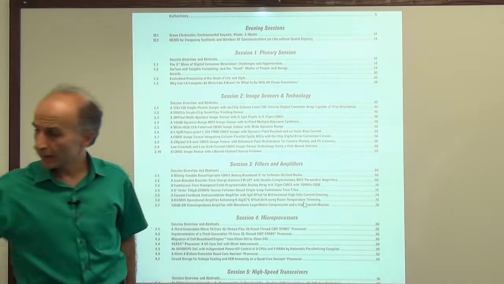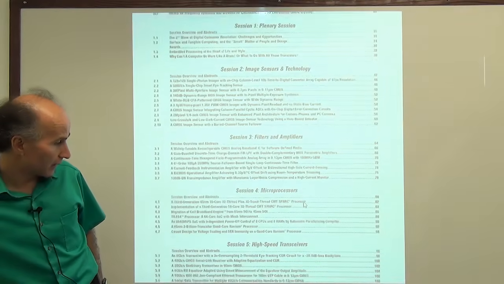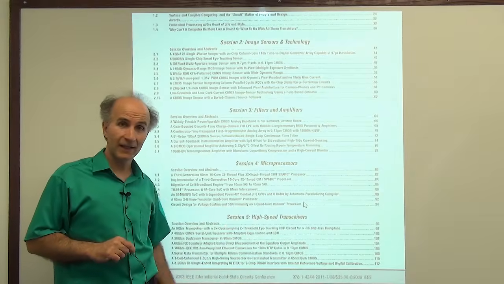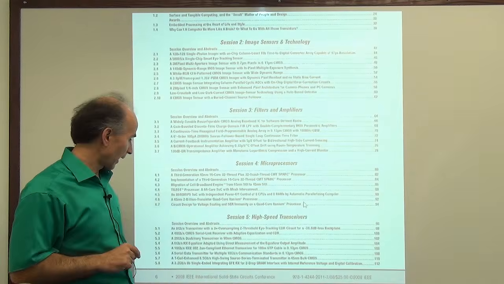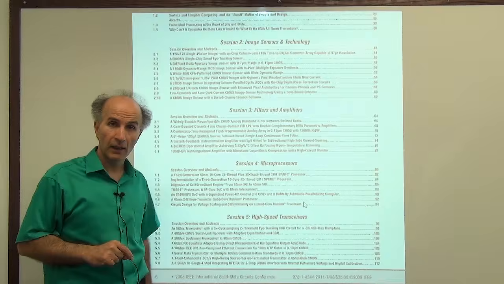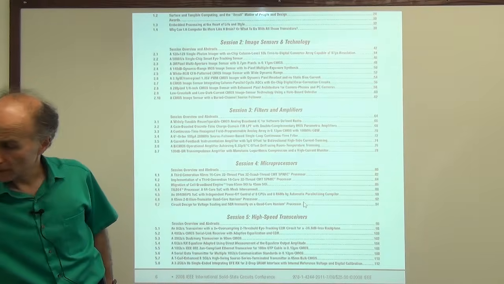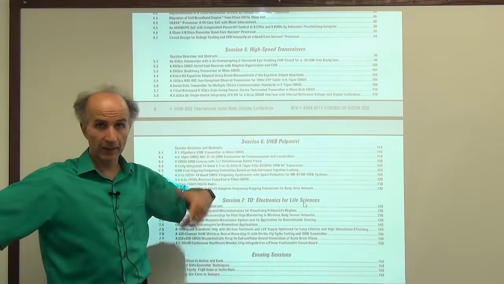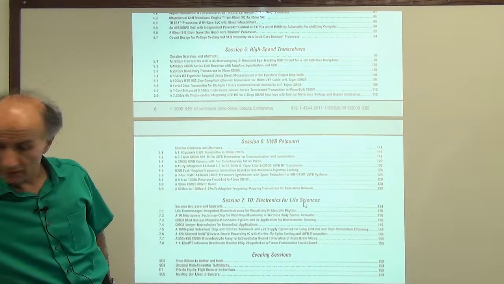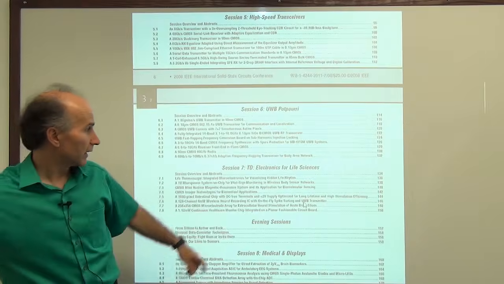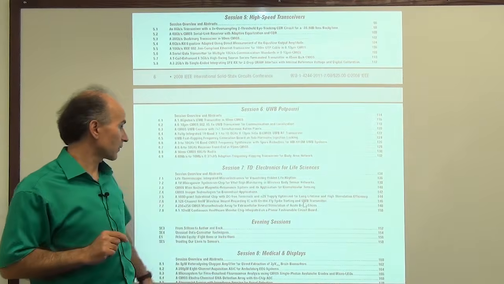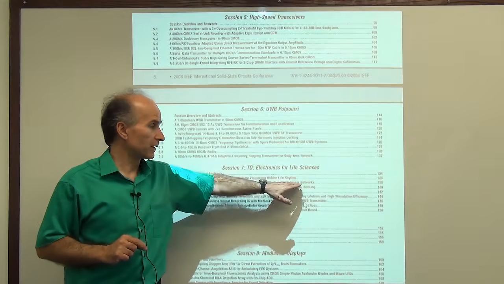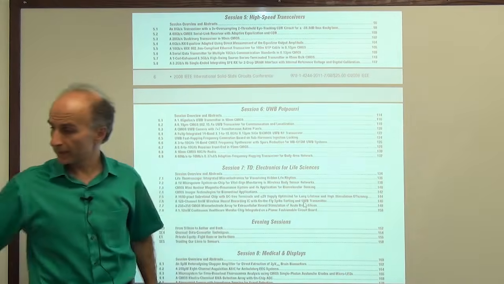Then high-speed transceivers. High-speed transceivers are circuits operating at tens of gigabits per second. And you can see that there are many different papers on this. Then we have, go down here, ultra-wideband. Ultra-wideband is a type of wireless communication. Then we have electronics for life sciences. So again, for example, various wireless body sensor networks, many different types.